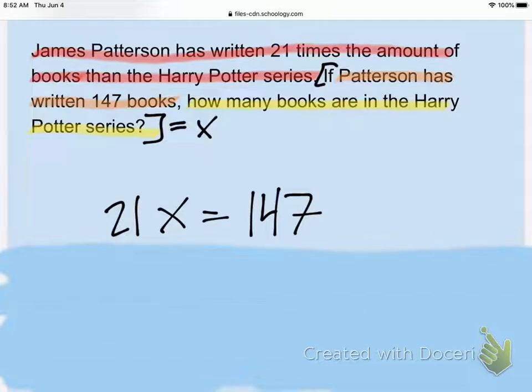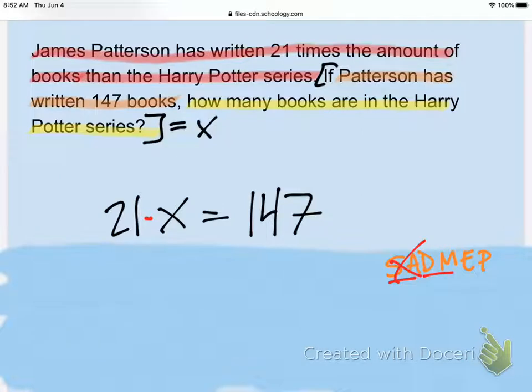Now, we again follow SADMEP, going along: subtraction, addition, division, multiplication. Do we have subtraction, addition in this problem? If you say yes, you are wrong. The answer is no. We see no plus sign. We see no minus sign. So we don't need to deal with them. Do we see any division or multiplication in this problem? Just like we did on the last one.